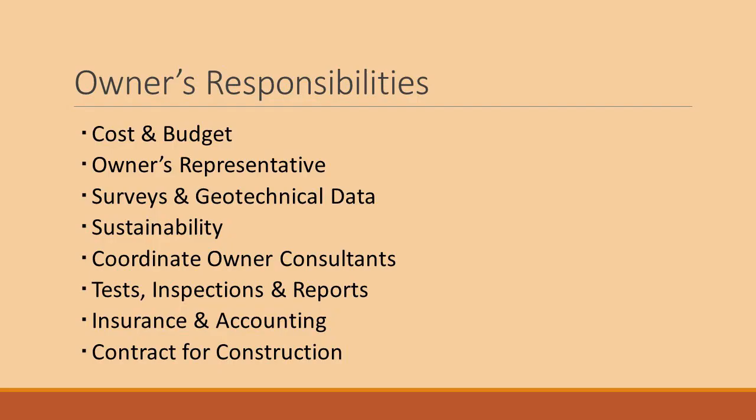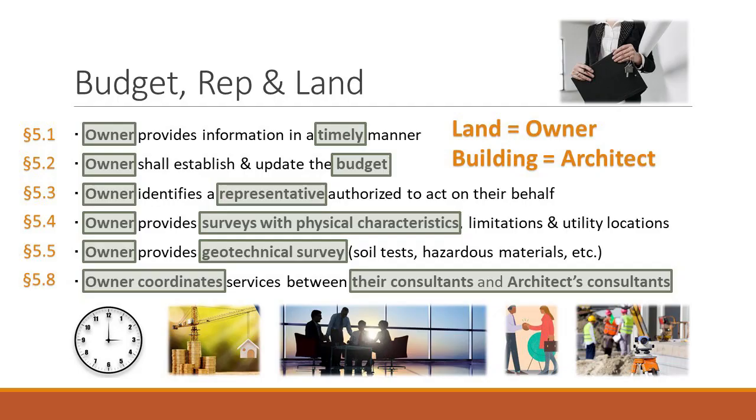This is the owner. What are the obligations that the owner has when they start out for the projects? As you might suspect, it's significantly less than what the architect has to do, but the owner still is required to provide some information. So, starting off with Article 5.1, the owner shall provide information in a timely manner regarding requirements and information on limitations on the projects.